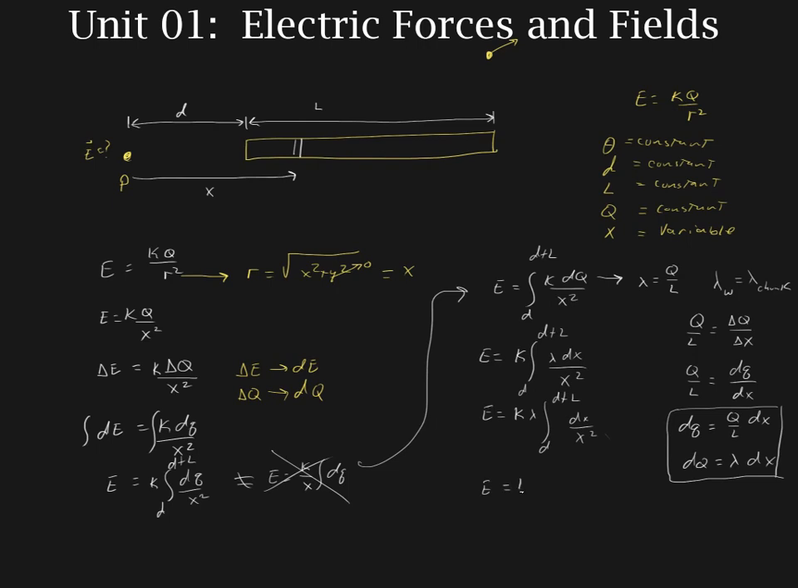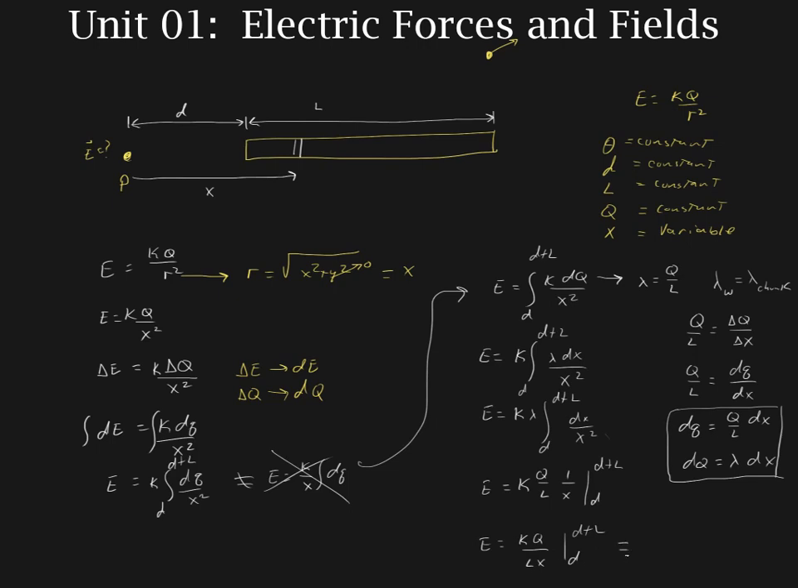So E is equal to k, and now I'm going to make lambda q over L. So that's q over L. The integral of dx over x squared is just going to be 1 over x, and we'll evaluate this from d to d plus L. So E is equal to kq over L times 1 over x evaluated from d to d plus L. I'm not going to do this final evaluation. That's something that's simple enough for you to do.